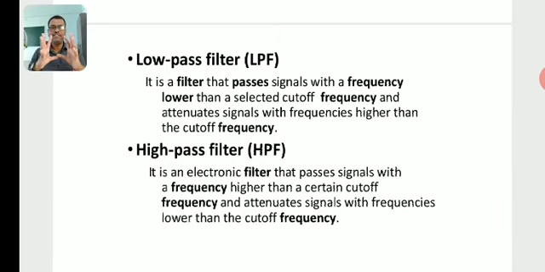So, the filter which allows only the signals of frequency greater or higher than the cutoff frequency, which does not allow the lower frequency signals, which allows only the higher frequency signals, is called a high pass filter.